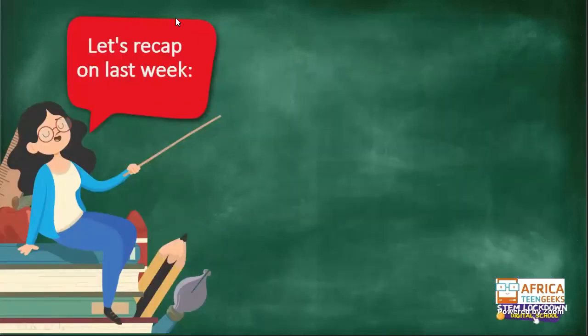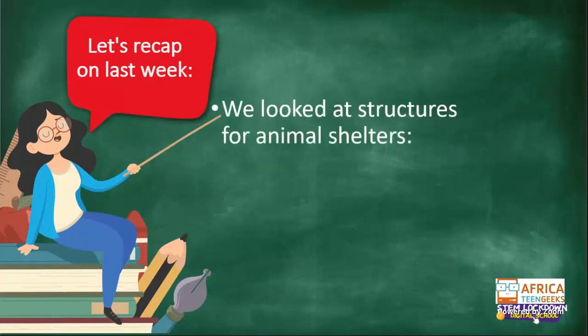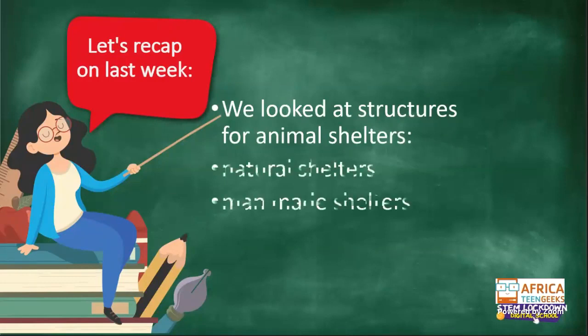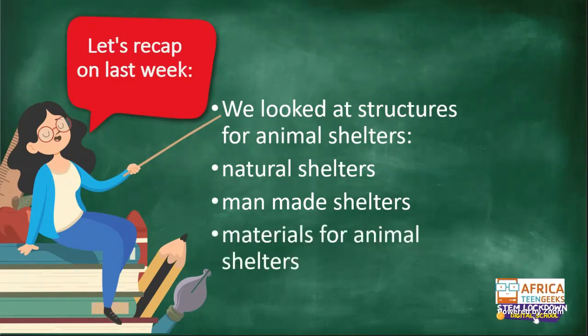Let's recap on what we did last week. We looked at structures for animals, and we looked at natural shelters and man-made shelters. Natural shelters being in nature somewhere already, or one that an animal can make, and one that a man can make for an animal. And then we looked at materials that we use for animal shelters.